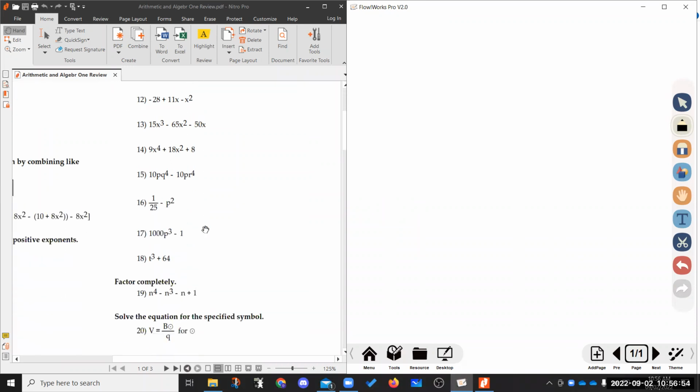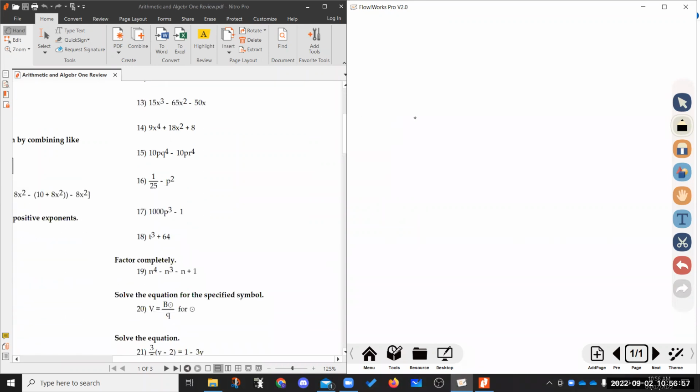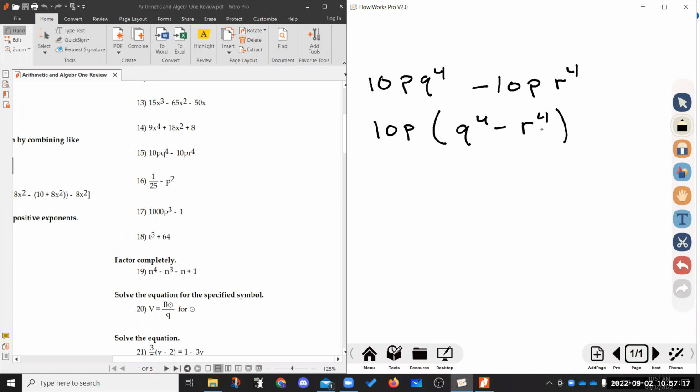Moving along to number 15. We have 10 p to the 1st q to the 4th minus 10 p to the 1st r to the 4th. So we're going to be able to pull out 10p as a common factor. And we get q to the 4th minus r to the 4th. Well, that's a difference of squares because q squared squared is q to the 4th and r squared squared is r to the 4th. This is going to be 10p times q squared plus r squared times q squared minus r squared.